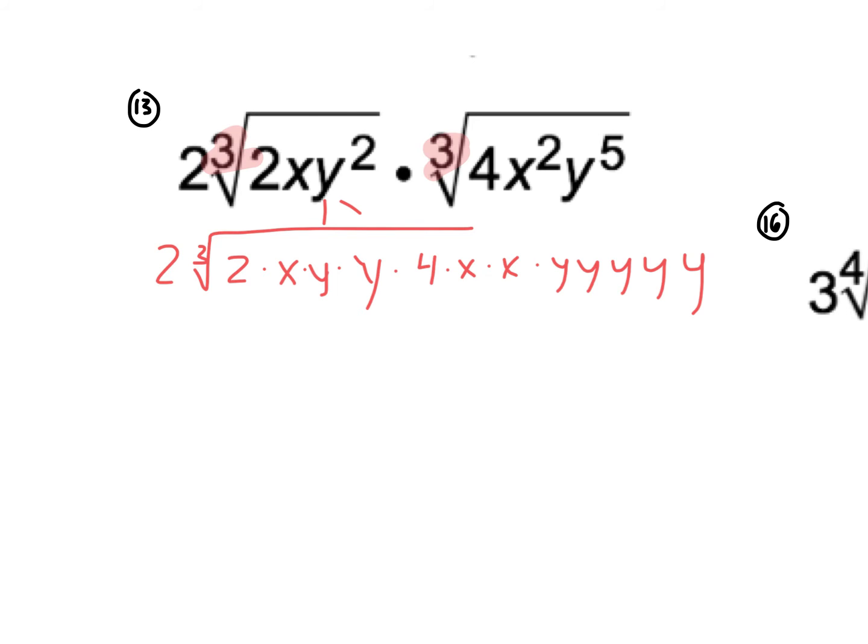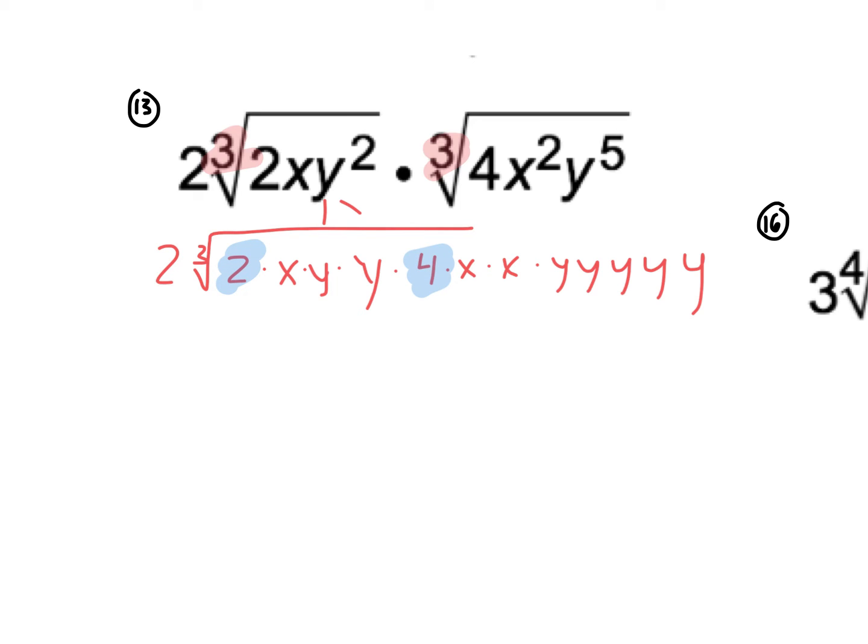So I put it all under one radical, but I just wrote out how many x's and y's that I had. Since I had y squared, I did 2 y's. And then x squared, I had 2 x's. Y to the 5th power, I had 5 y's. So we want to just work with our numbers and then do our x's and then do our y's. So our numbers are just 2 and 4.